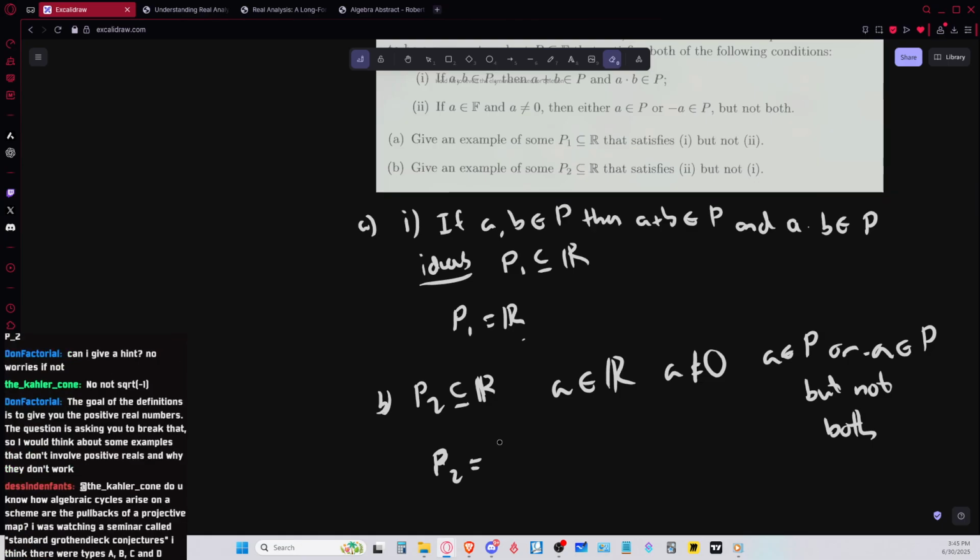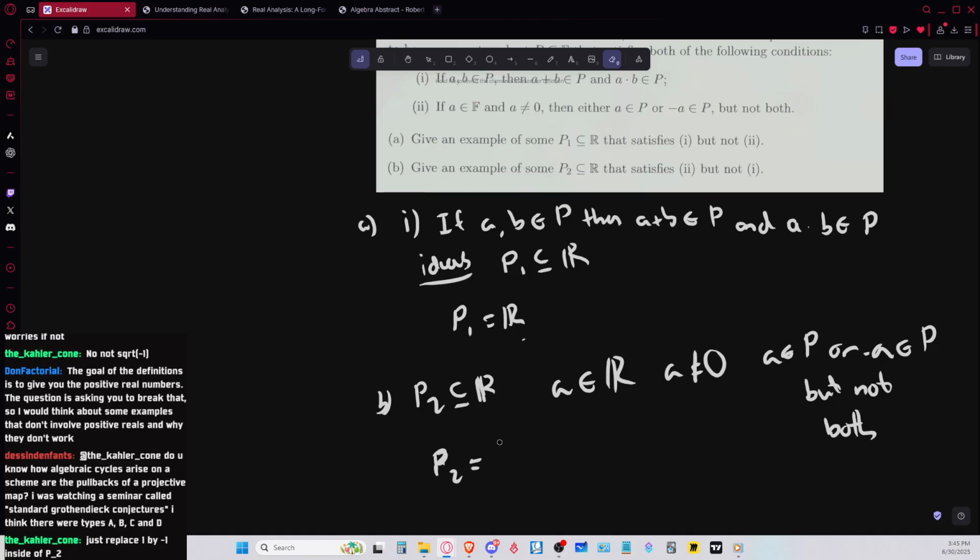Let's see. The goal of the definitions is to give you positive real numbers. The question is asking you to break that. So I would think about some example that don't involve positive reals. And why don't they work?